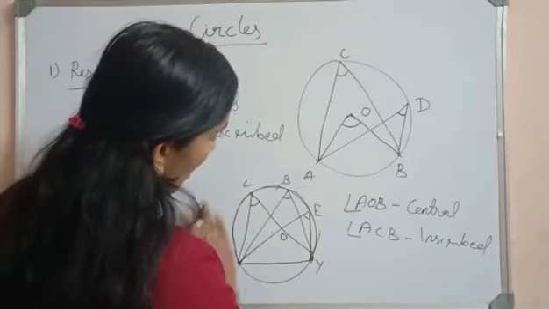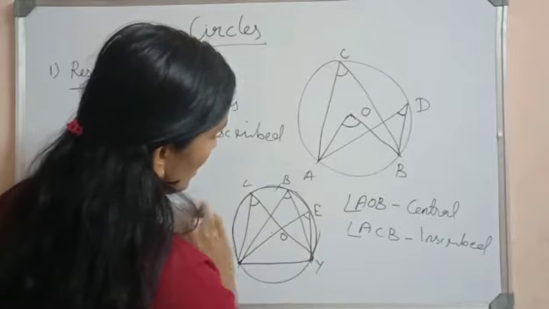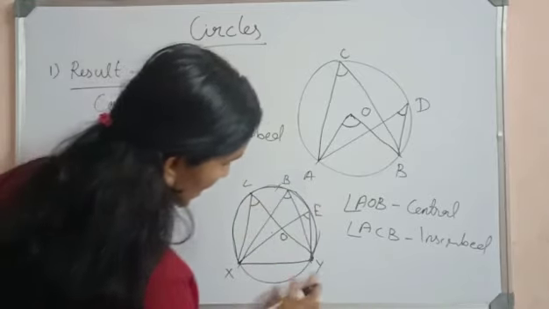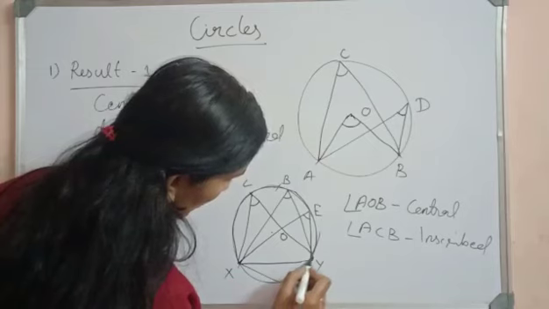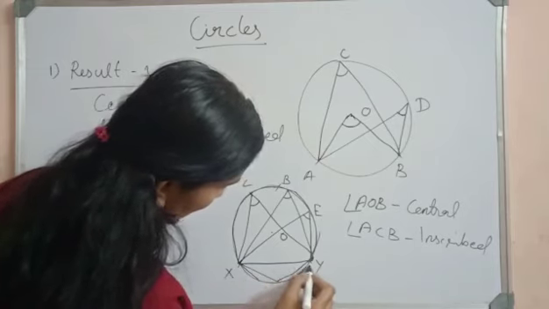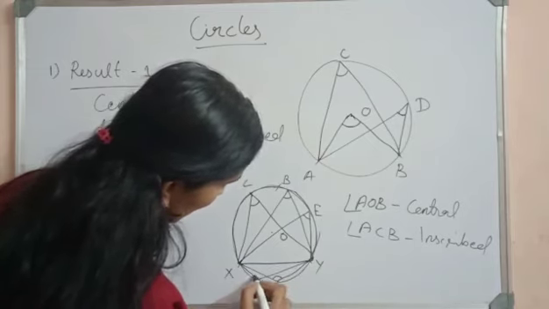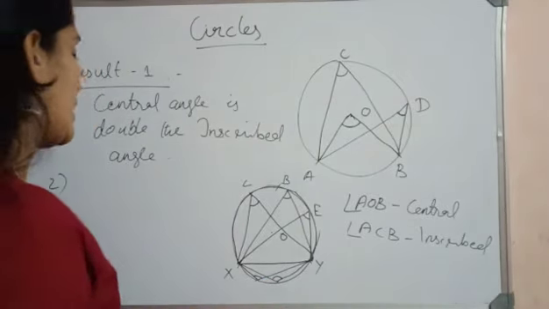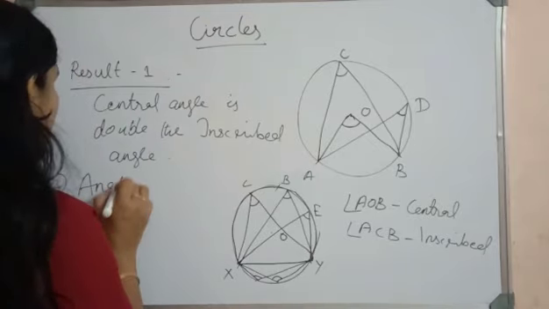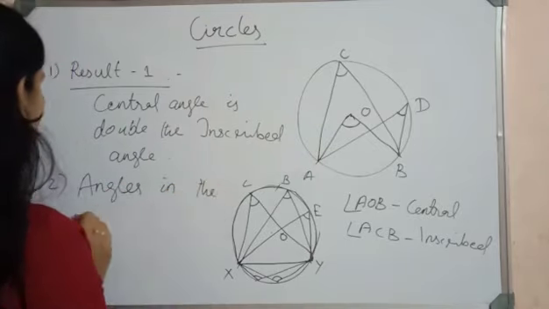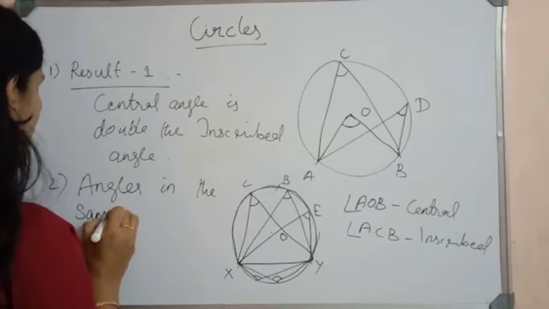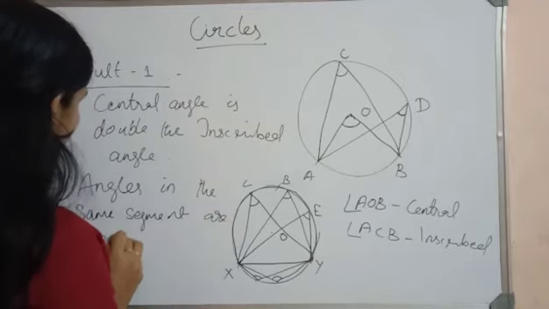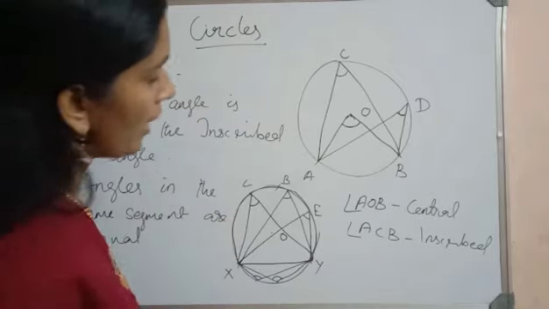So the angles formed in the major segment, here you can see this is a major segment, all these angles are equal. In the same way, you can consider even the minor segment, and here also you can say that whatever the angles formed here, even these angles will be equal. So that's the second result. Angles in the same segment are equal.